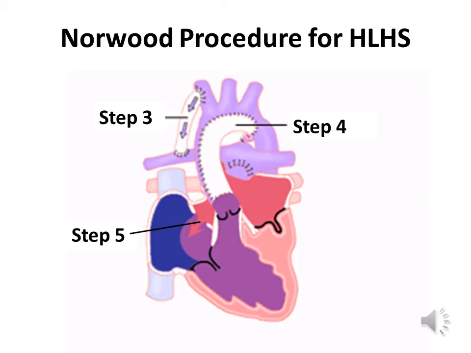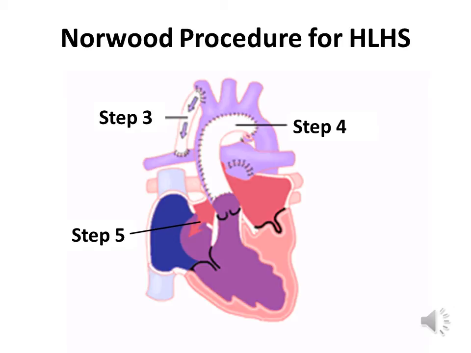In step 4, the neo-aorta is constructed by utilizing the proximal main pulmonary artery that has already been transected, the hypoplastic native aorta that has been splayed open, and a patch, so that a new outflow tract called the neo-aorta is created for the single right ventricle to pump blood to the body.